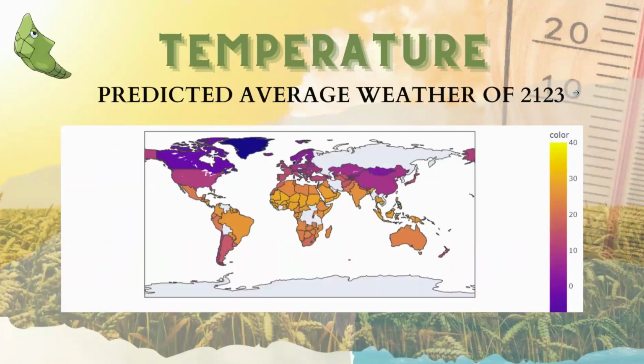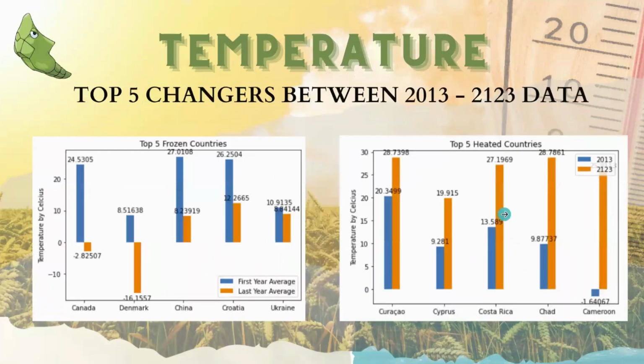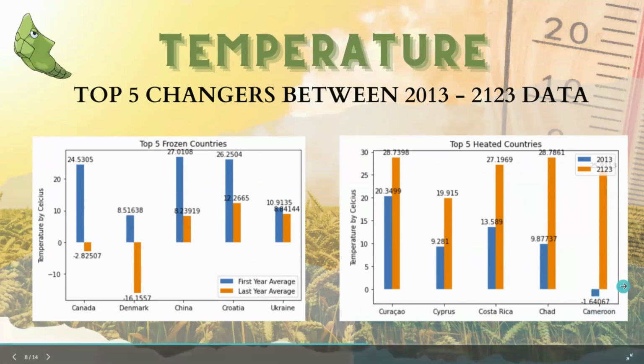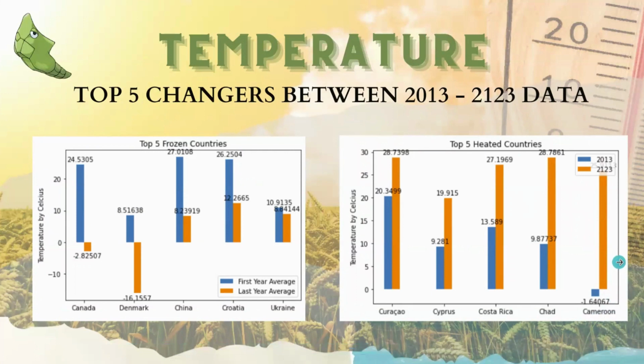So after that, we used linear regression to predict the future. This is the average temperature of the world in 2123, almost 100 years later from now. And in the future, there are the top 5 countries which will be frozen the most, and the top 5 heated countries, as you can see. It seems like Canada and Denmark will be frozen a lot. On the left side of the slide, and on the right side, Cyprus, Costa Rica, and Chad will increase a lot. I don't get why Cameroon's average temperature is -1 degree. There could be a problem, but these and other top heated countries should be tracked carefully about the future. That's my slide.